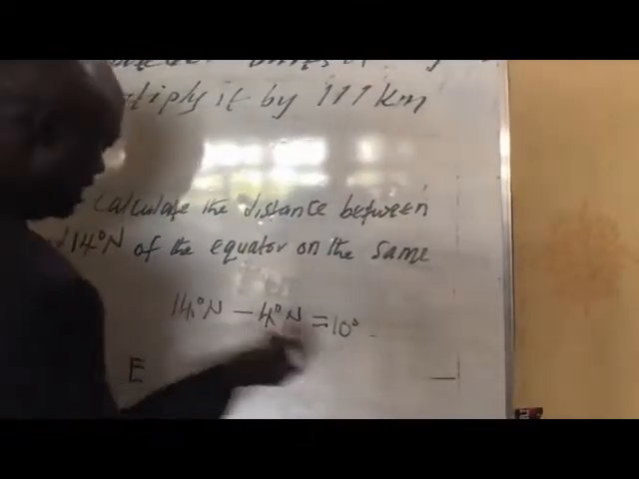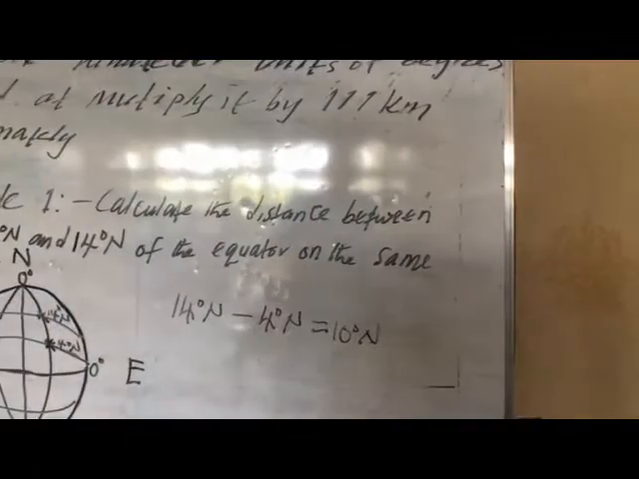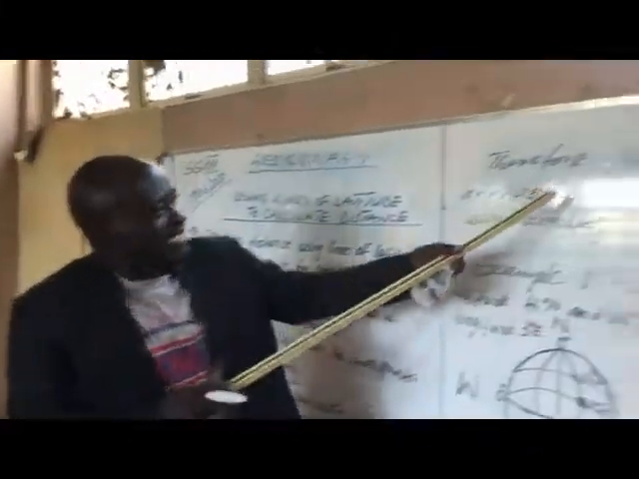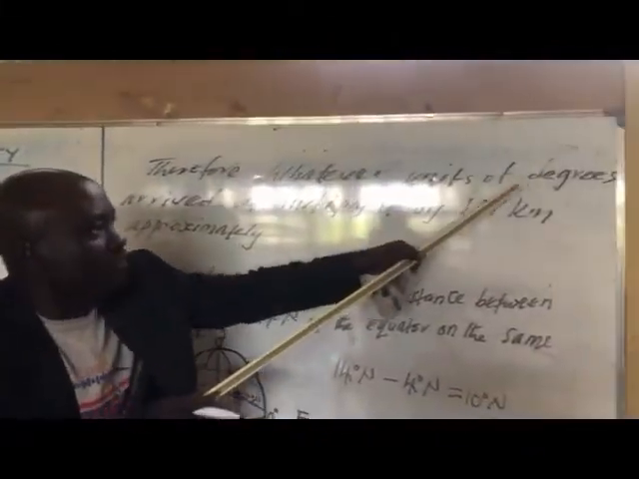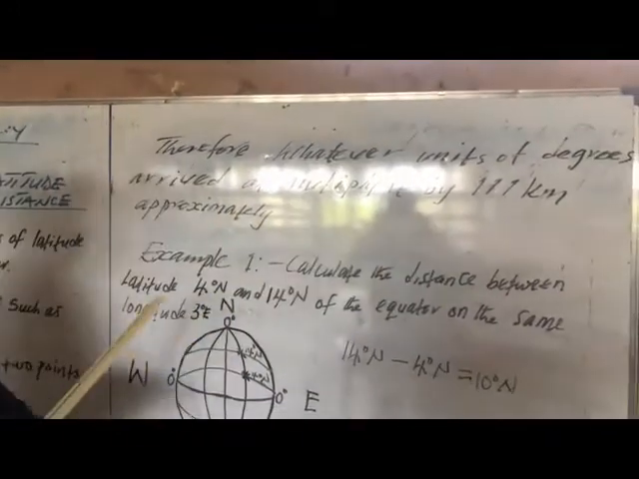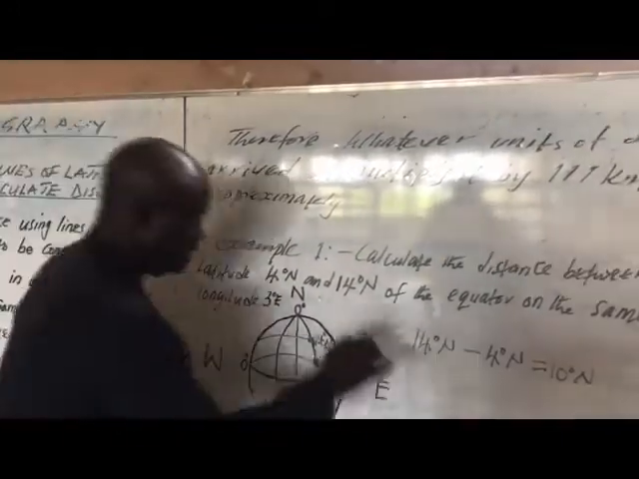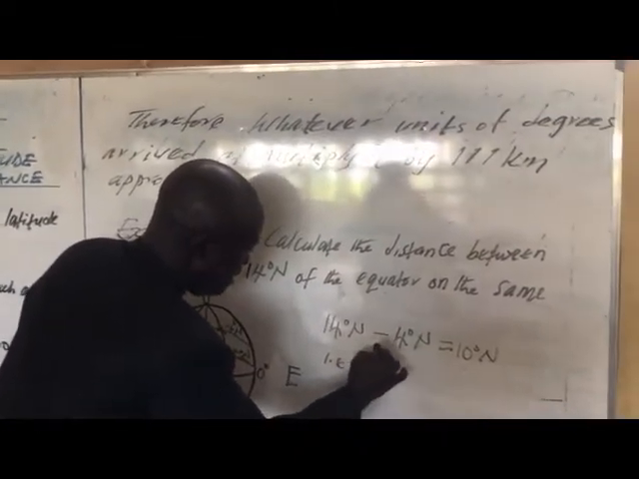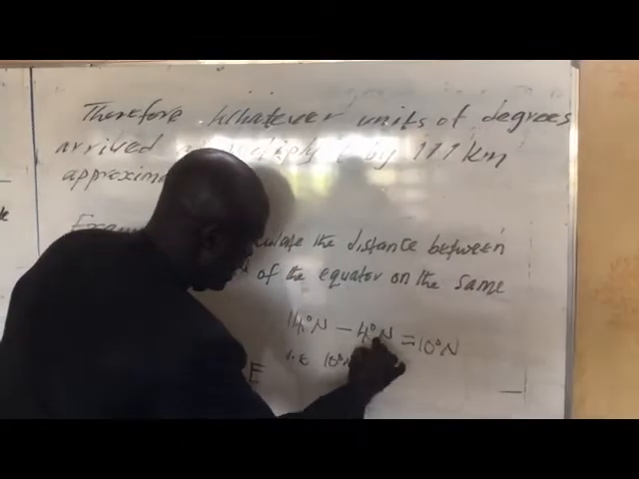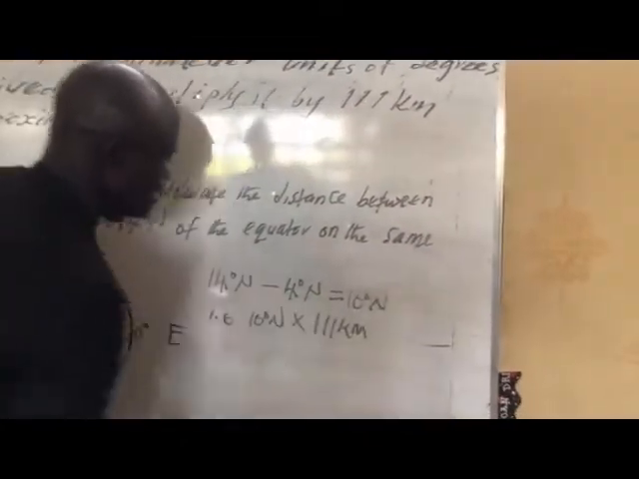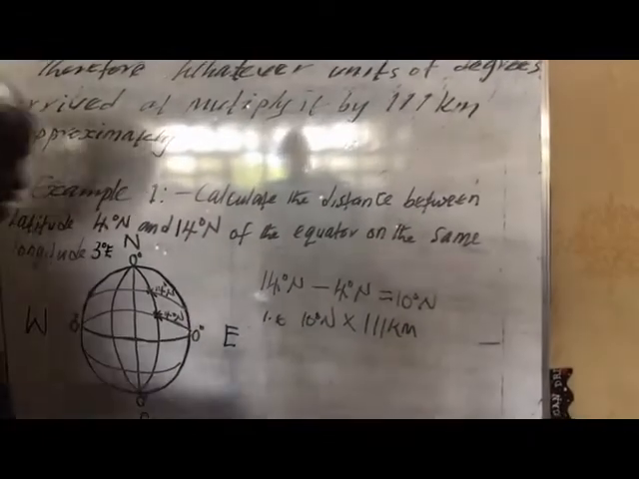Which is the same as 10 degree north. So by the explanation, whatever units of degree you arrive at, multiply by 111. So that is 10 degree north times 111 kilometers.